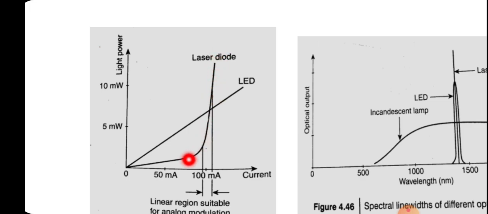You can see here that at a current of 100 milliampere, there is a drastic increase. There is a sudden increase of light output power for a small change in the current. So compared to the LED, the output power of the laser diode is very high. But up to this point, spontaneous emission occurs.